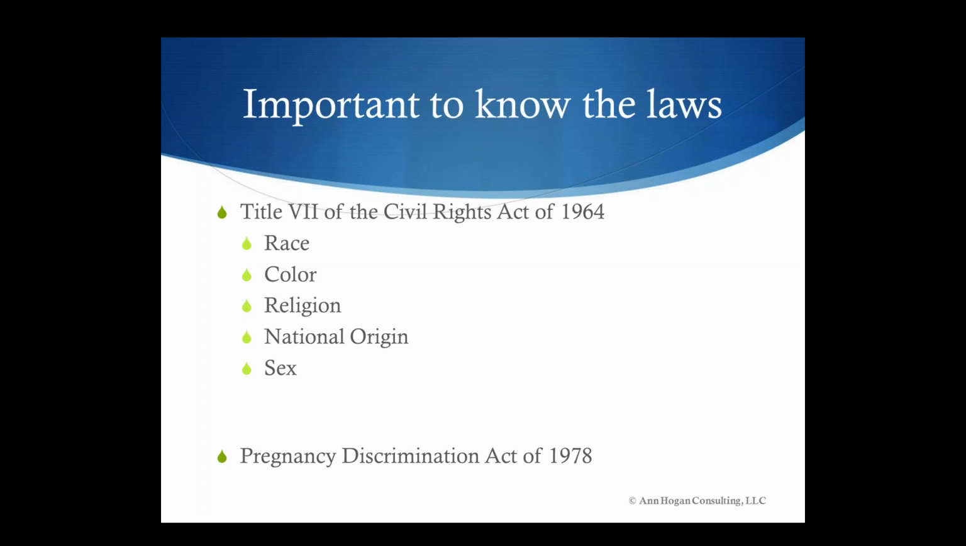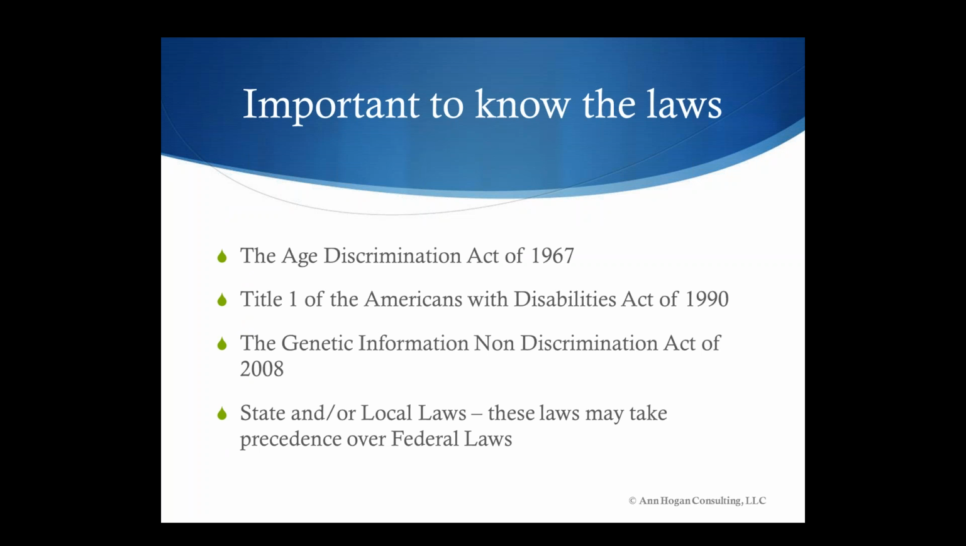Title VII of the Civil Rights Act of 1964: you cannot discriminate based on race, color, religion, national origin, or sex. It's illegal to discriminate against pregnant people since 1978. And the Age Discrimination Act of 1967 protects everyone over the age of 40. So you are able to say this person is not old enough for the job if they're younger than that, as long as it's not based on something else. But you cannot discriminate against people over 40.